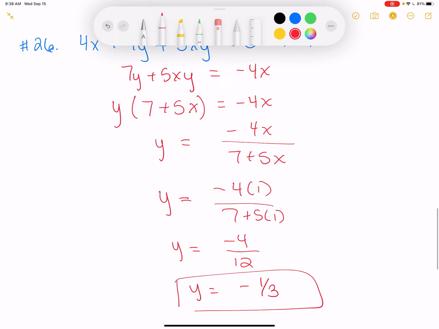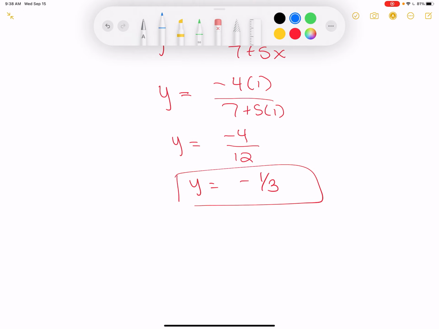All right, I'm gonna have you guys try one for a second. It's a little different. We're gonna go back to 22: 7x minus xy is equal to negative 18. X is negative 4. Same thing: solve for y, and then plug in the given value of x.